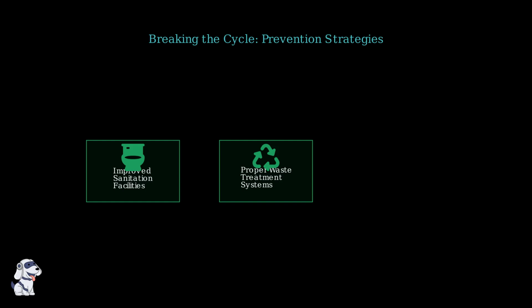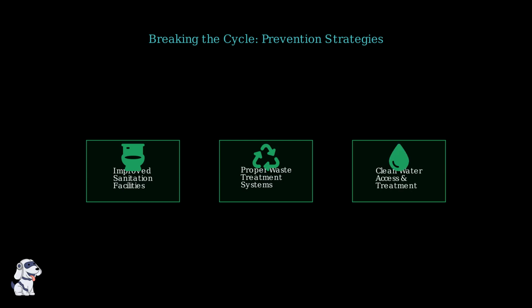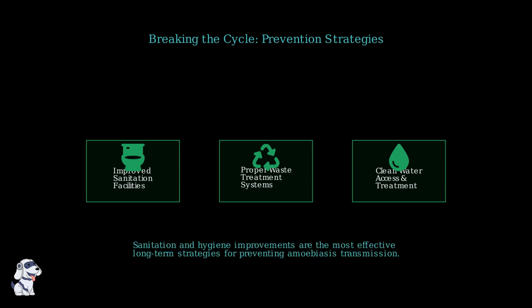Breaking this cycle requires comprehensive improvements in sanitation infrastructure and hygiene practices. Effective prevention requires three key improvements. First, building proper sanitation facilities that safely contain and treat human waste. Second, implementing comprehensive waste treatment systems that prevent contamination from reaching water sources. Third, ensuring universal access to clean treated water for drinking, cooking, and hygiene purposes. Improving sanitation and hygiene infrastructure represents the most effective long-term strategy for preventing amoebiasis transmission in communities worldwide.